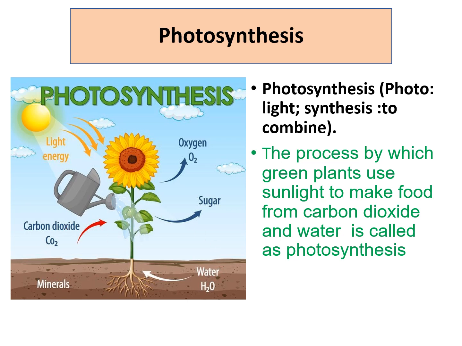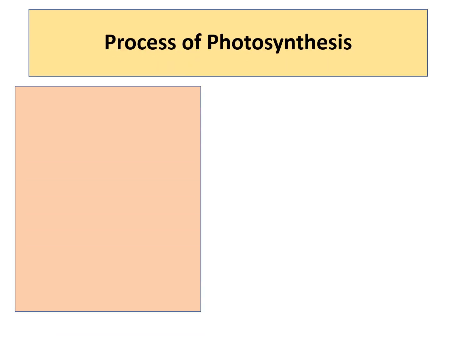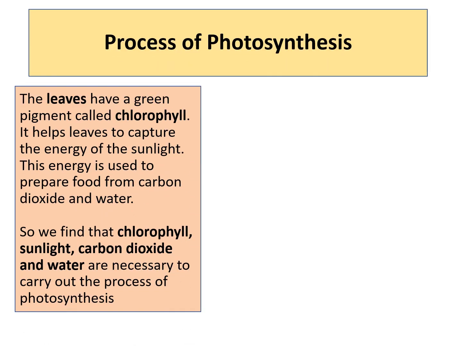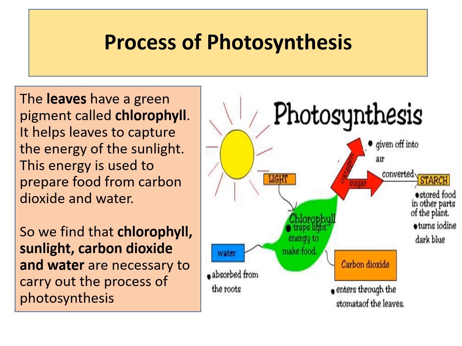Apart from this, we need one major component, that is chlorophyll. The leaves have a green pigment known as chlorophyll, which is present inside the leaves. This chlorophyll pigment is very important as it helps the leaves to capture the energy of sunlight and use it to prepare food from carbon dioxide and water. So we find that chlorophyll, sunlight and carbon dioxide are very necessary for photosynthesis to occur.